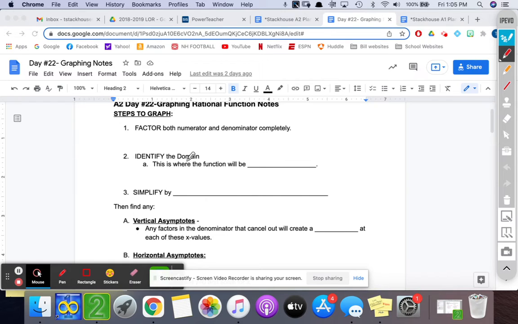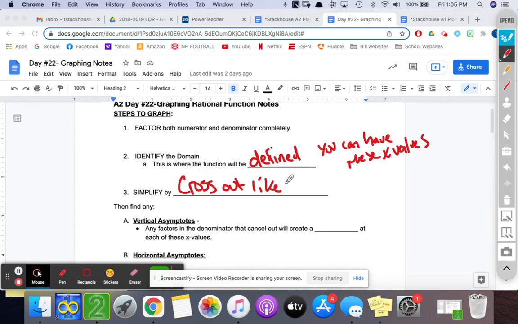Next, we're going to identify the domain. This is where the function will actually be defined. Basically, it's a fancy way of saying which x values you can have. In terms of your picture, it's which x values you can actually have. And then to simplify our factored problem, we're going to cross out like parentheses. You'll see what I mean when I do the first example.